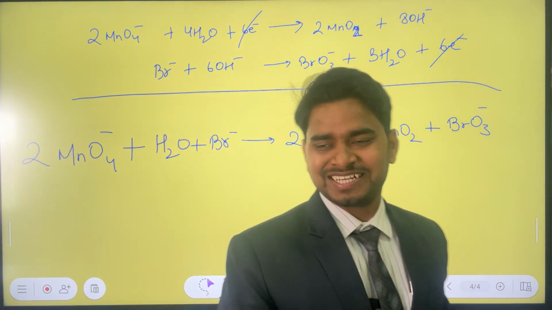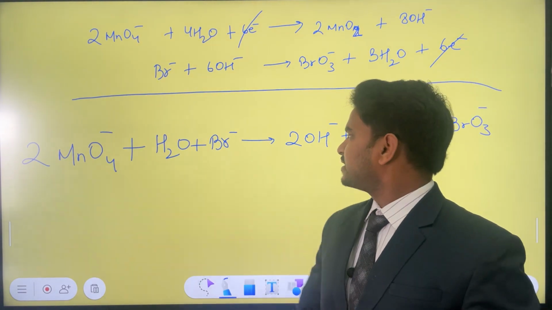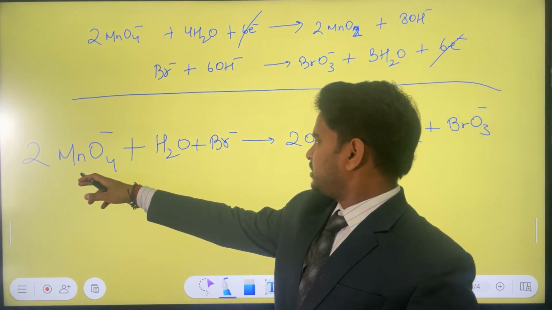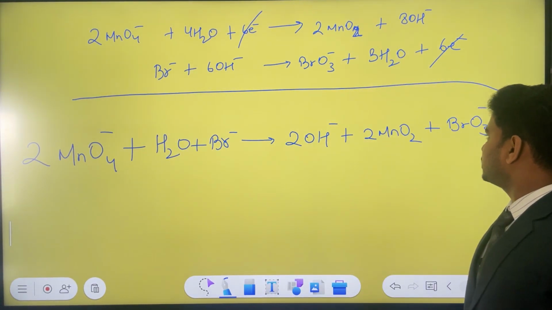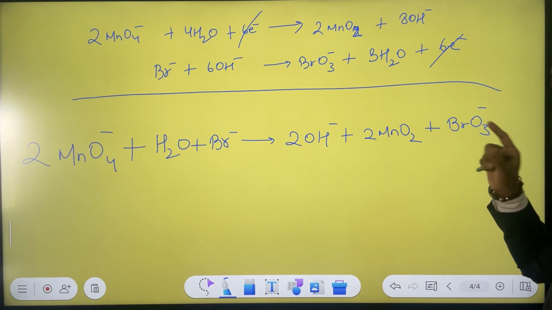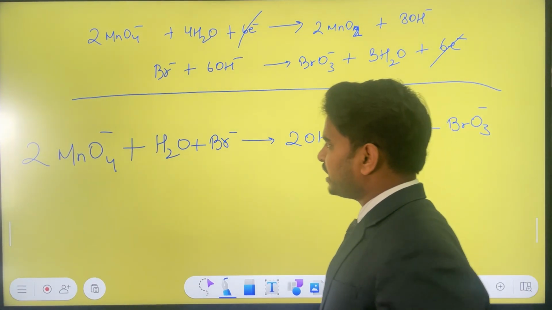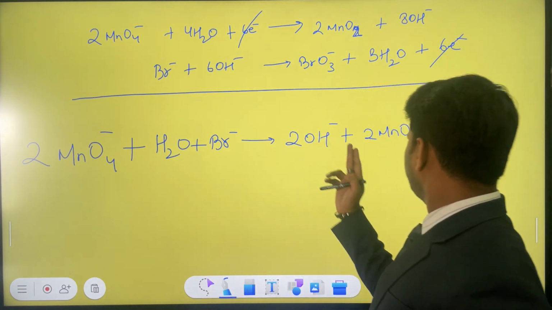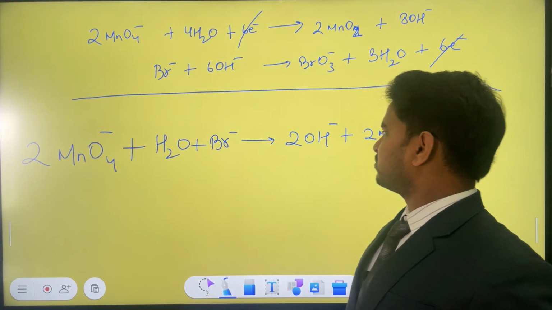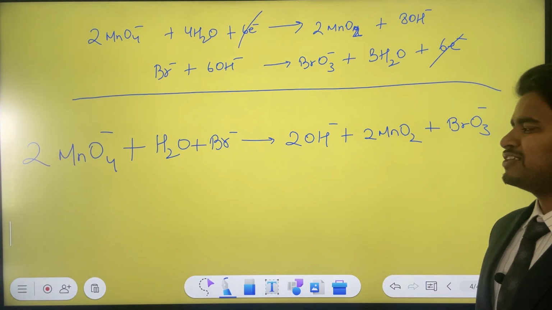In case you feel a bit underconfident, what exactly you have to do is check it. So let's check. We have 2 manganese here. We have 2 manganese here. We have 8 oxygen plus 1 oxygen, 9 oxygen here. Here we have 2, 2, 4, 6 and 6, 3, 9 oxygen. We have 2 hydrogen here. We have 2 hydrogen here. We have 2 minus and 1 minus, total 3 minus charge. We have 3 minus charge, that's it.